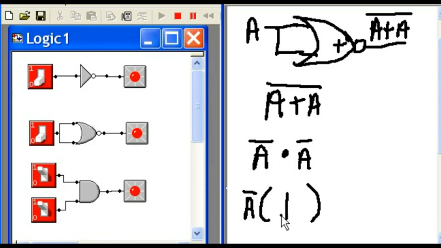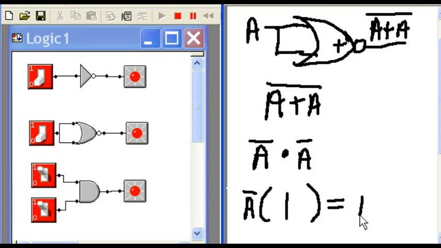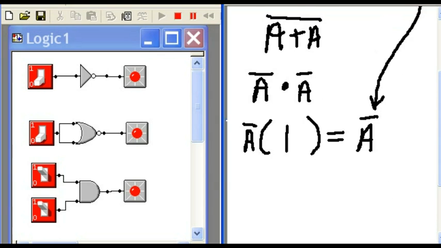So, if you AND 1 with anything, you're always going to get back that anything, which in this case is A not, as you can see for yourself right here. So this entire expression up here simplifies to A not. It started out as A and it became A not. That, my friends, is an inverter. No more, no less.